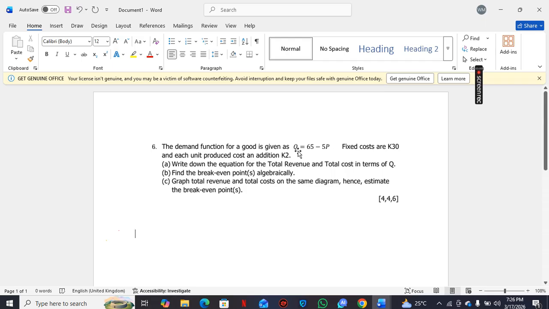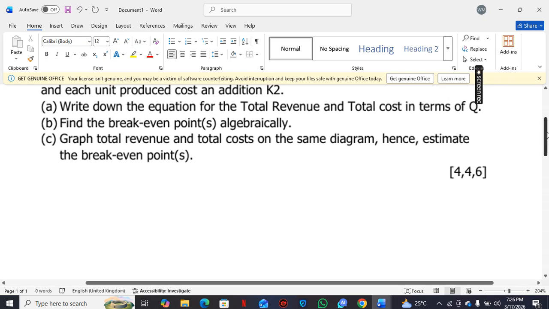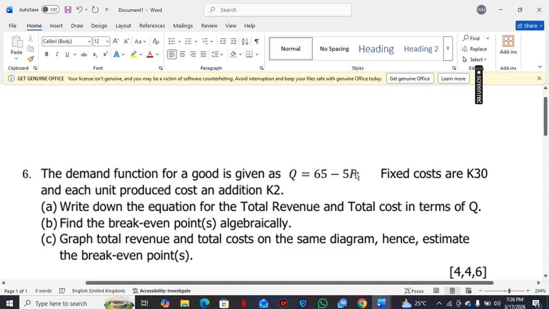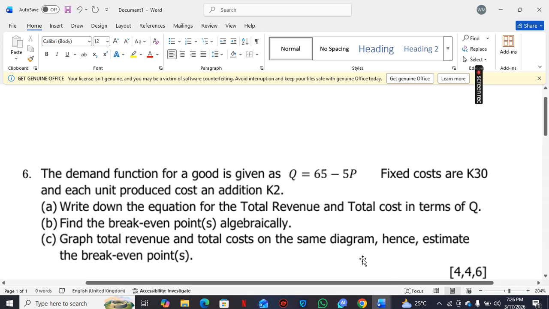So here, Q is the quantity demanded, or the quantity that you're buying. Q equals 65 minus 5p. So this minus sign is what illustrates this law of demand, because as you increase the price, you find Q is going to be going down.